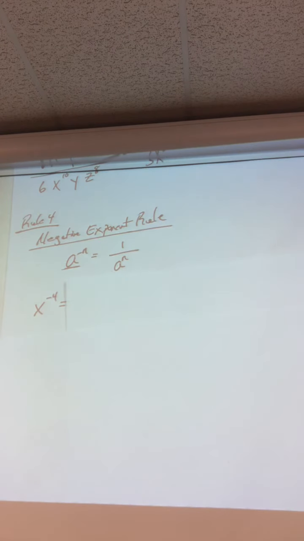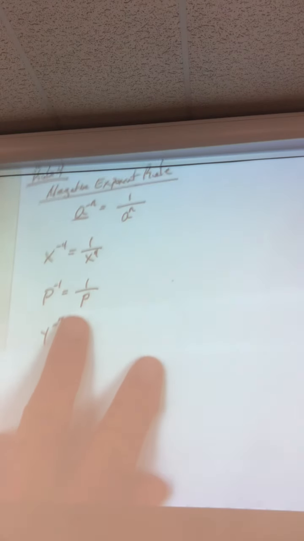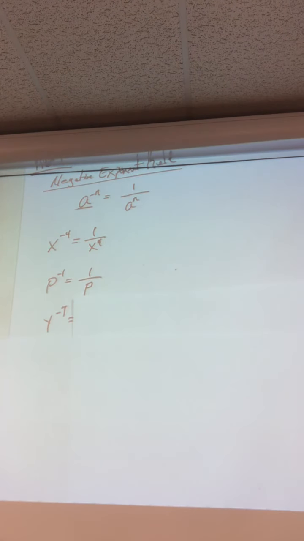So, x to the negative 4 is simply 1 over x to the 4. P to the negative 1 is 1 over p. And you stop the video whenever you need to. Y to the negative 7 is 1 over y to the 7th.